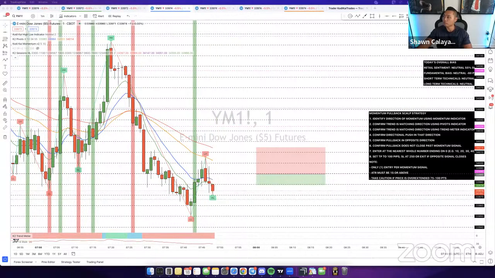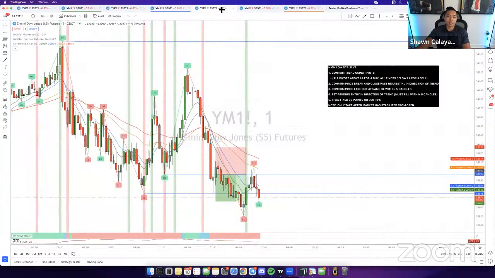Let's see where this goes. I'm looking for that sell signal to come up right here. So the sell signal did come up right there. And I'm not going to lie, I FOMO'd into a position. So I need to get off this live session, guys. I FOMO'd into it right here.